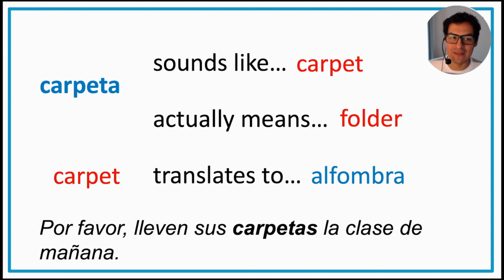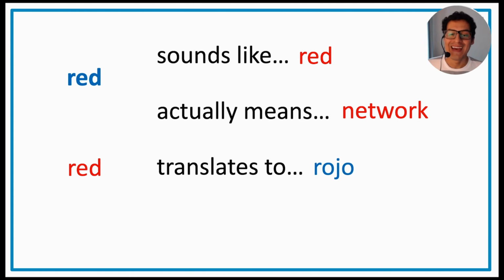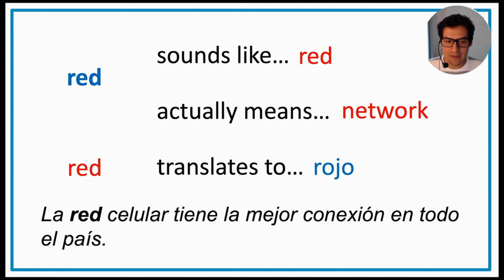The next word we have here is red. That doesn't mean rojo. Red in Spanish is network. Red is the Spanish for network, not the color red. If you know the colors in Spanish, you know that red in English is rojo, but red in Spanish means network. For example, la red celular tiene la mejor conexión en todo el país.